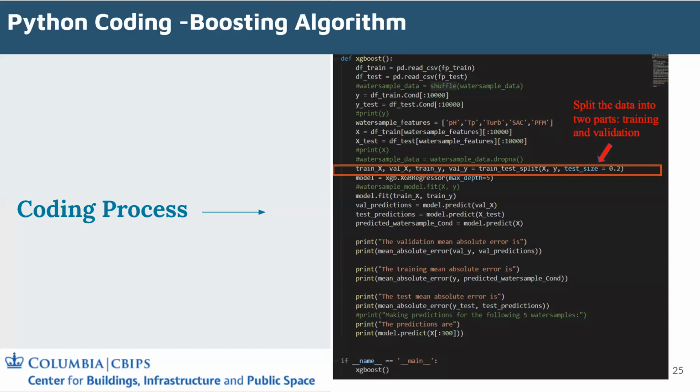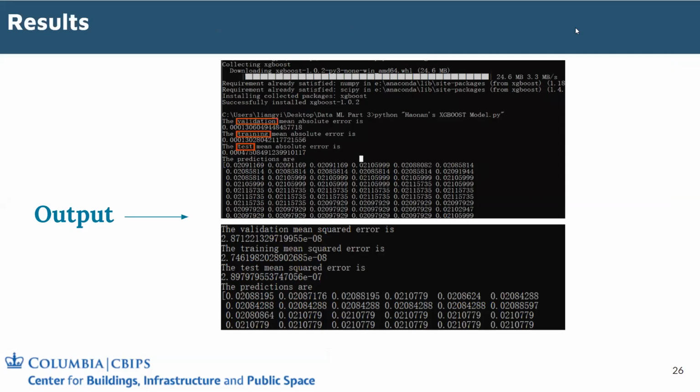This is the coding process of the second model. In this process, we input the pH value, the temperature, the turbidity, and other indicators to predict the conductivity. In the red part, we split the data set into two parts. One part is used to train the model, and the other part is used for validation. Next one. This is the result of the second model. We can see the prediction results below, and we can also see the training mean absolute error and the validation mean absolute error, which reflect the uncertainty of our prediction.